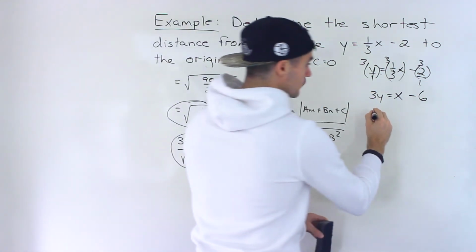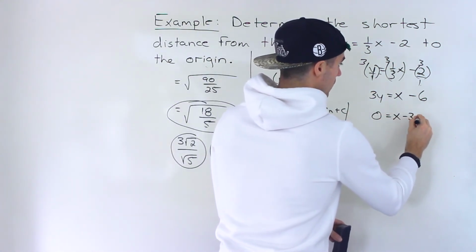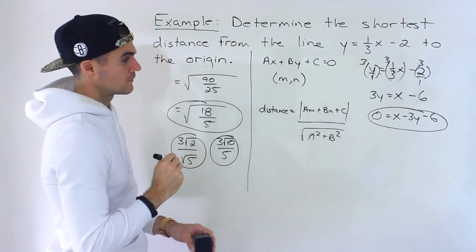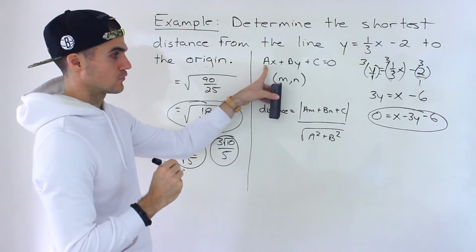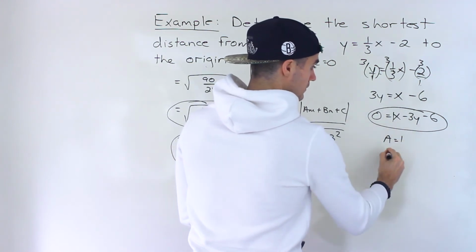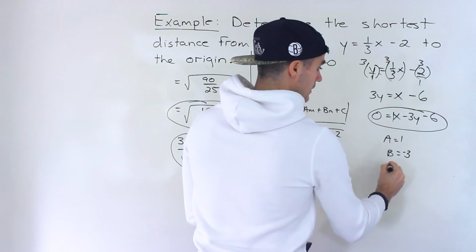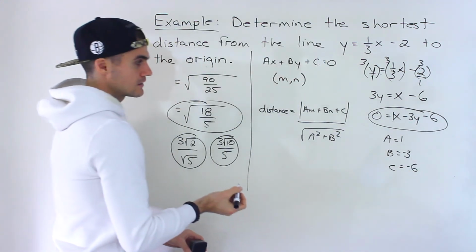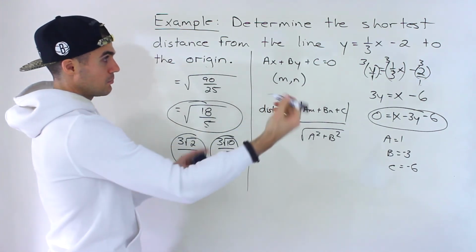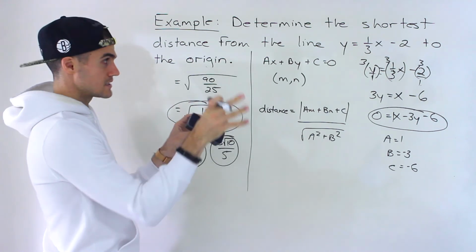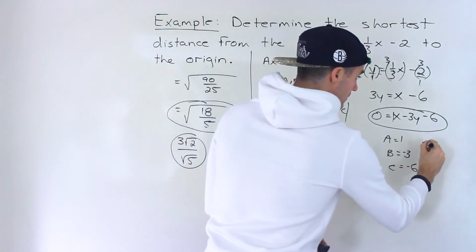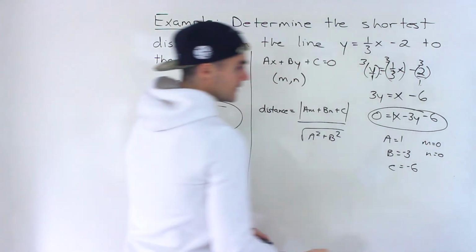Then let's bring the 3y over: x minus 3y minus 6. So that's the standard form line. It's in this format over here. Notice from that, the A value is 1, the B value is -3, and the C value is -6. And then the M and the N, that's the point that we're looking at, the distance from the line to that point. In this case, it's the origin, so it's 0 and 0. So the M is 0, the N is 0.